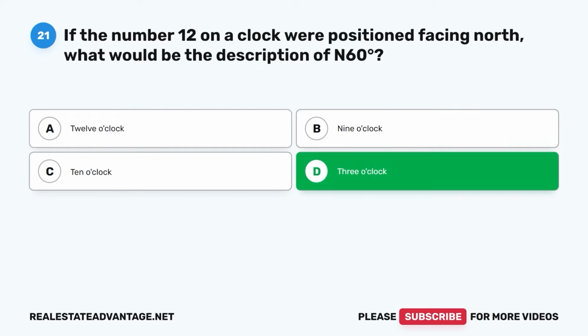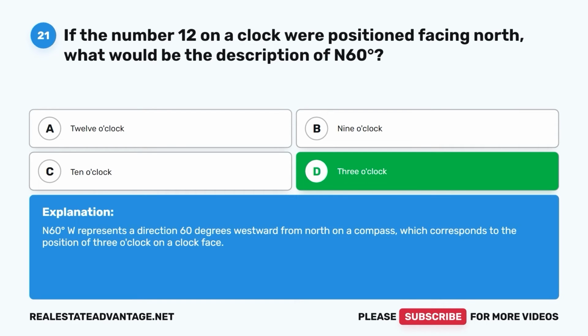The correct answer is D. 3 o'clock. N60° W represents a direction 60 degrees westward from north on a compass, which corresponds to the position of 3 o'clock on a clock face.